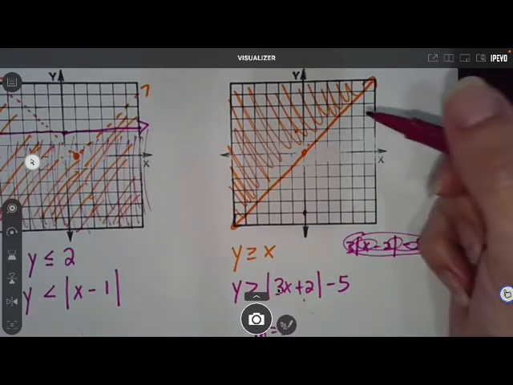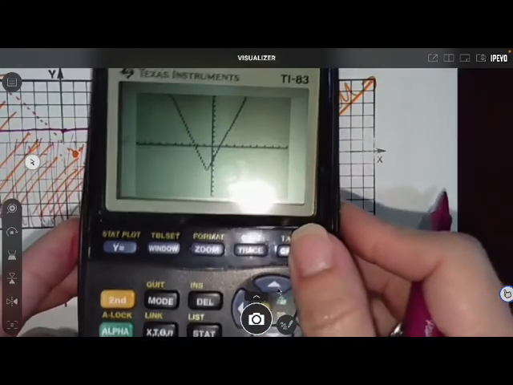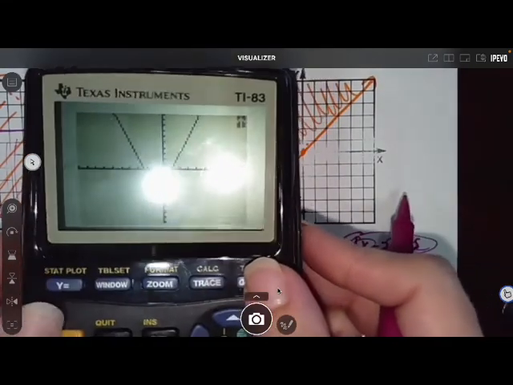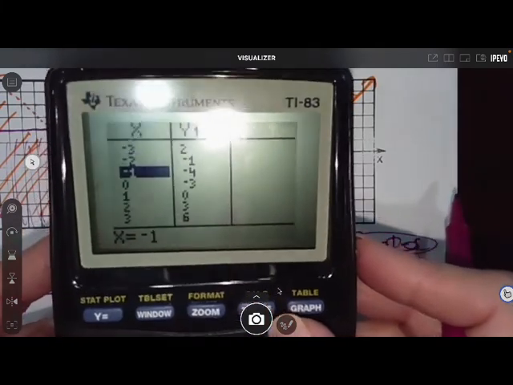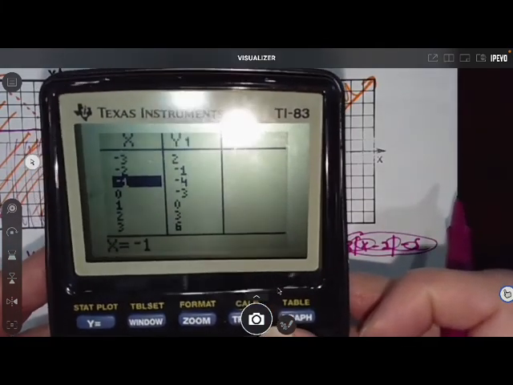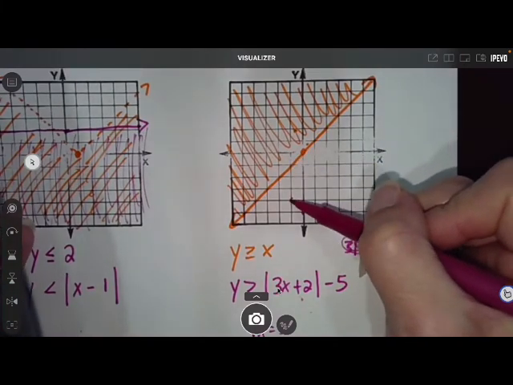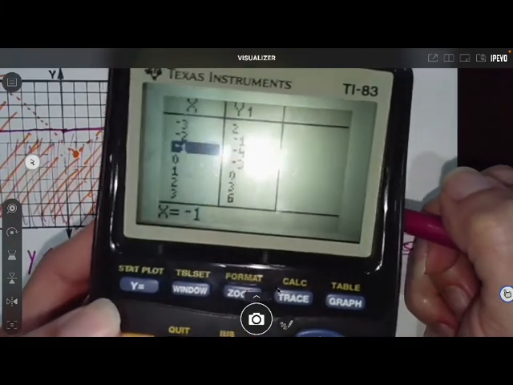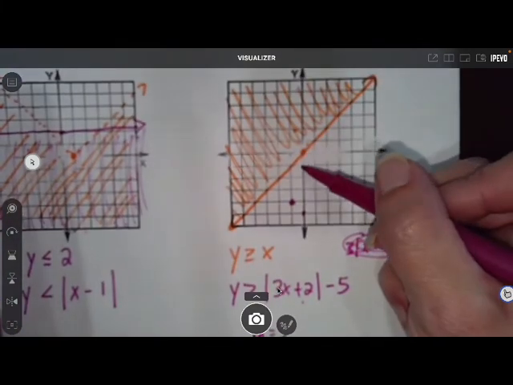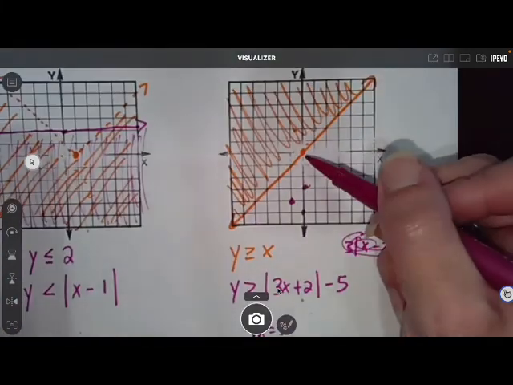Okay, so on this one, if I were you, one thing you can do is just graph it and get a table of values. To me, that's the easiest thing. Okay, so I can see, okay, -1, -4. -1, 1, 2, 3, 4. 0, -3 is another one. 1, 2, 3.